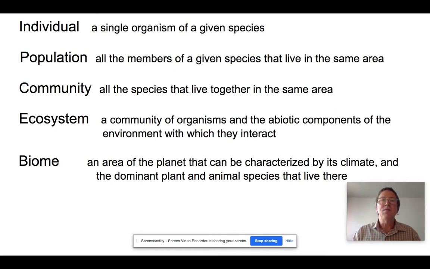An ecosystem is a community of organisms plus all the abiotic factors that are associated with that environment as well. So things like the water that they're drinking and the different chemicals that are in the soil and so on. And at the highest level, we have a biome. A biome is what we're going to be looking at today. A biome is basically a large area of the Earth, often associated with a given latitudinal zone, and it's characterized by its climate, the amount of precipitation it gets, and the dominant plant and animal life associated with that area.